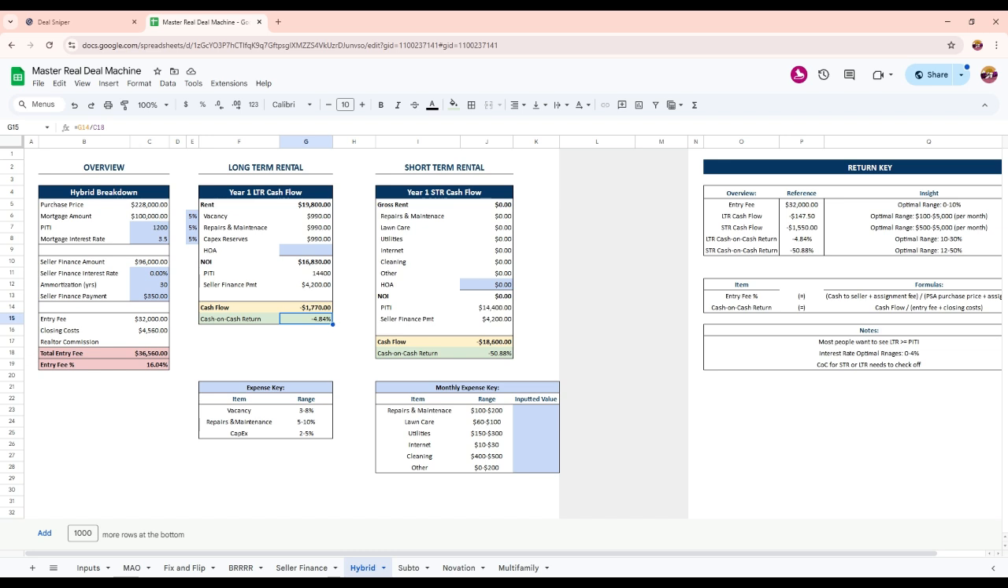And yes, there will be a completely separate video showing you how to run your numbers for a short-term rental. I always do AirDNA. So I will have a video posted on that. But in the meantime, this was how to break down a hybrid deal on the DealMachine Calculator.